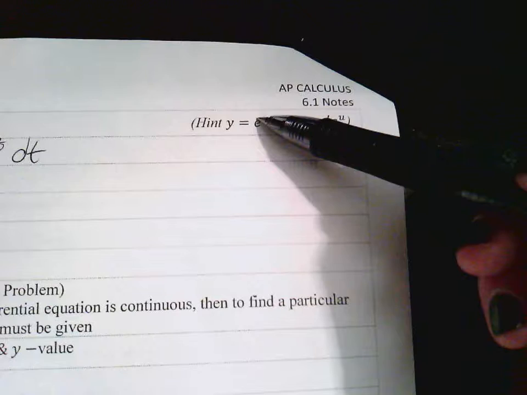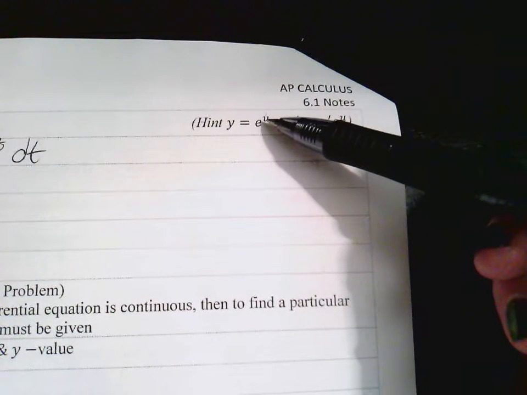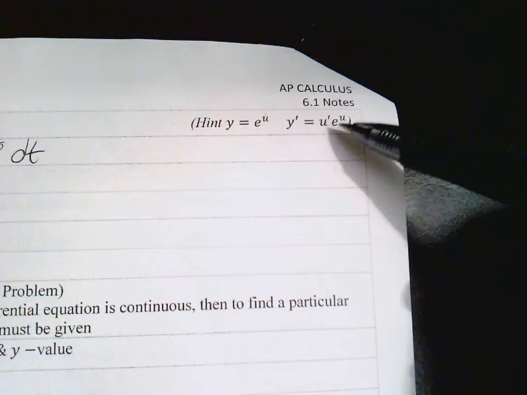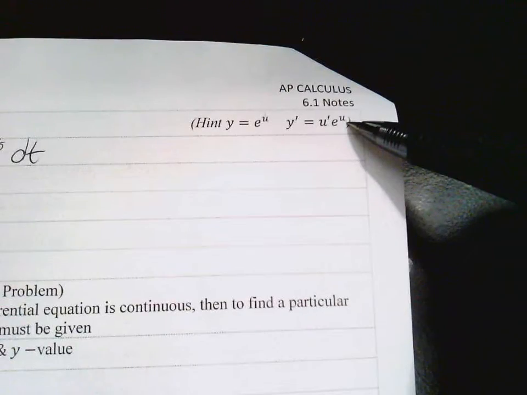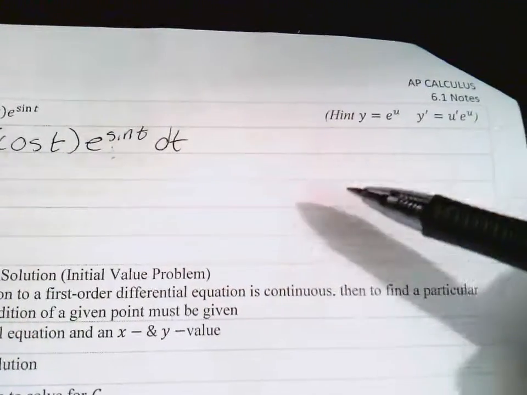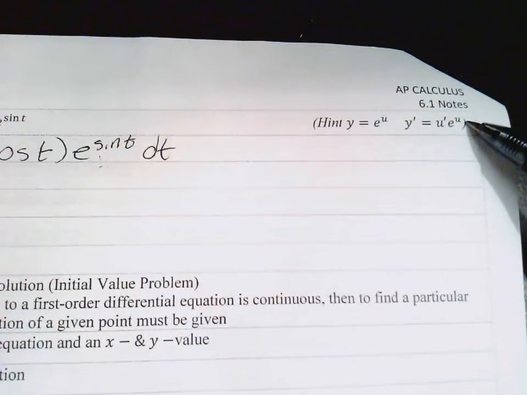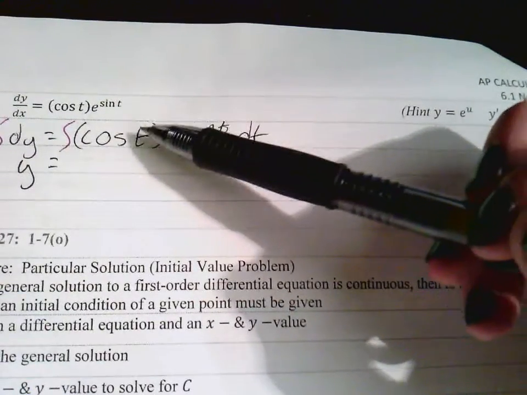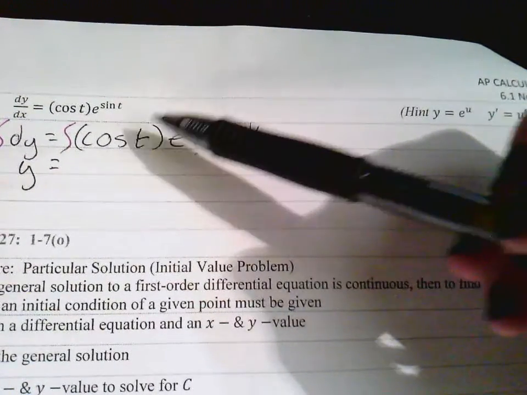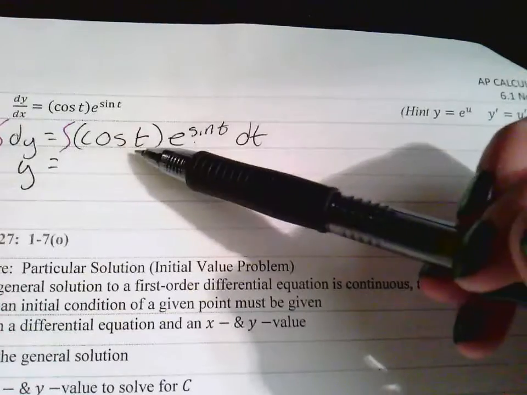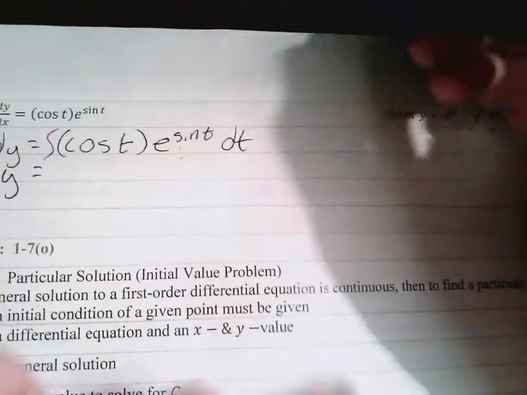If we were to find the derivative of e to the u, the derivative of e to the u is u prime times e to the u. So let's look over here. That means this is going to be in the form u prime times e to the u. So u prime is cosine of t.